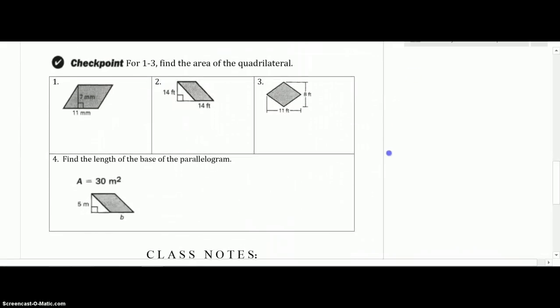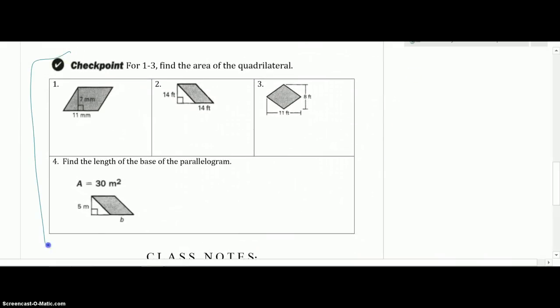You are now responsible for checkpoints 1, 2, 3, and 4.